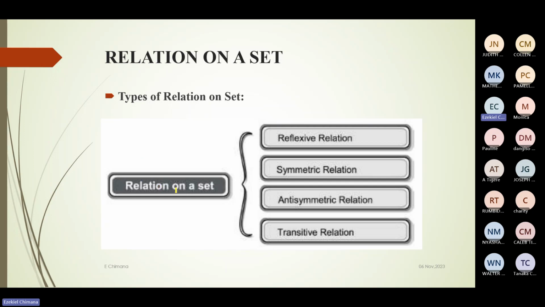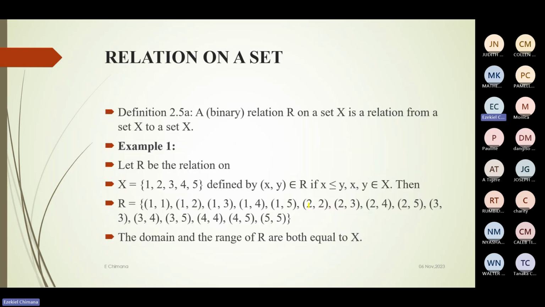So there is a relation on a set. The relations that we've been doing are relations from set X to set Y, or from one set to another set. Now we've got relations on a set: reflexive relation, symmetric relation, antisymmetric relation, and transitive relation. Your job is to understand what a reflexive relation is, what it looks like, and to know its properties or characteristics, and the same for symmetric, antisymmetric and transitive relations.